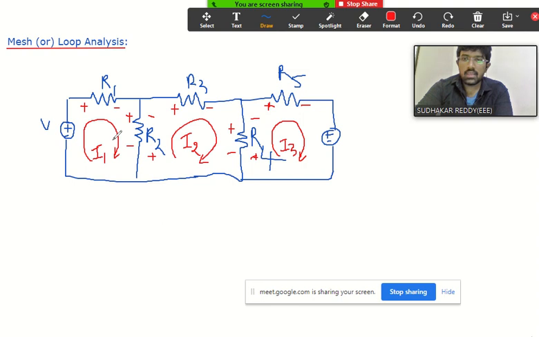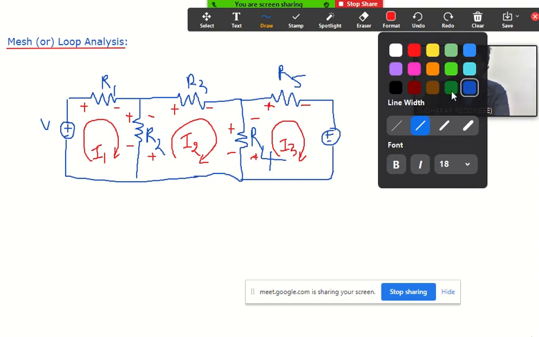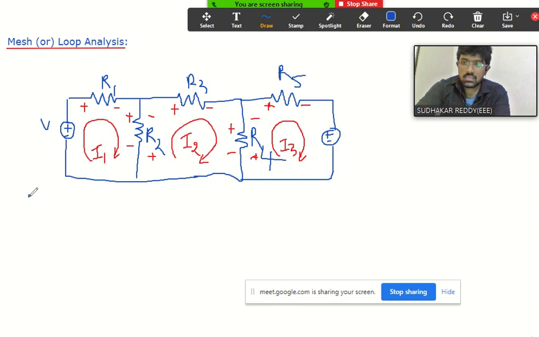So in this mesh you need to apply KVL, and in this mesh also you need to apply KVL. Then how many equations are you getting? 3, good. 3 equations we are getting. Now I will apply KVL one by one. Can you apply Kirchhoff's voltage law for the first mesh?